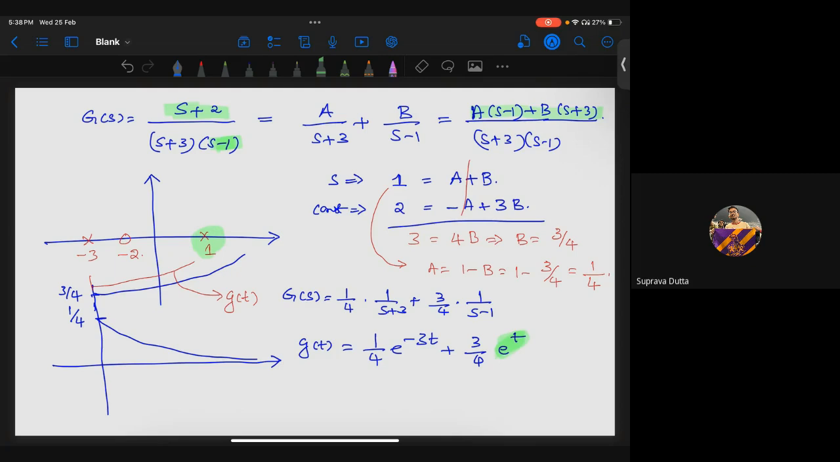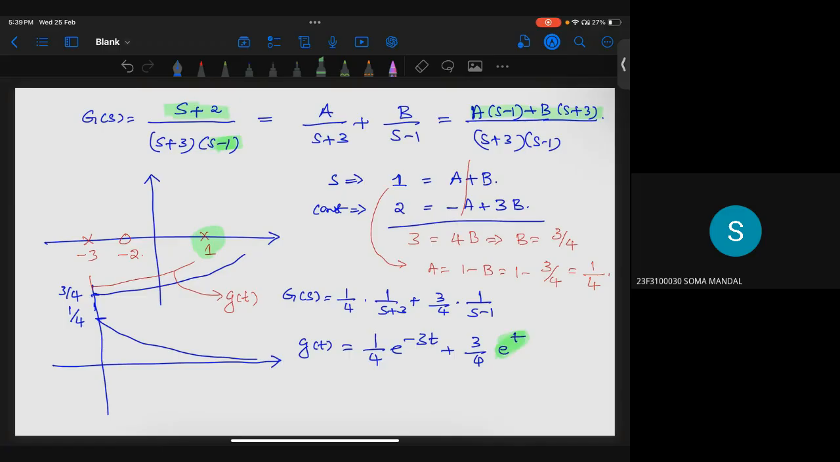Yeah. So the zero location is not affecting much. Directly by seeing the poles, whether they are on the left side or right side, we can declare whether the system is stable or not. Clear? Sir, yes. I can't understand g(t) here.